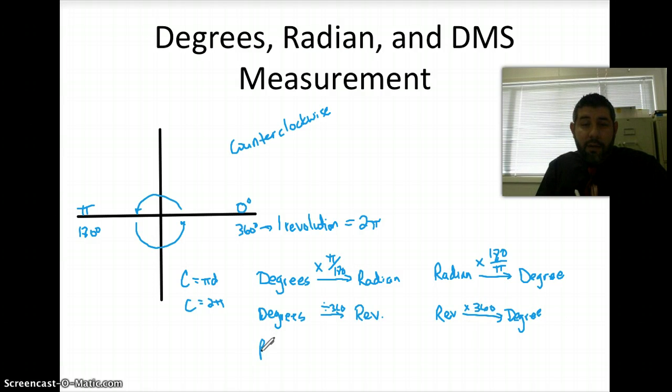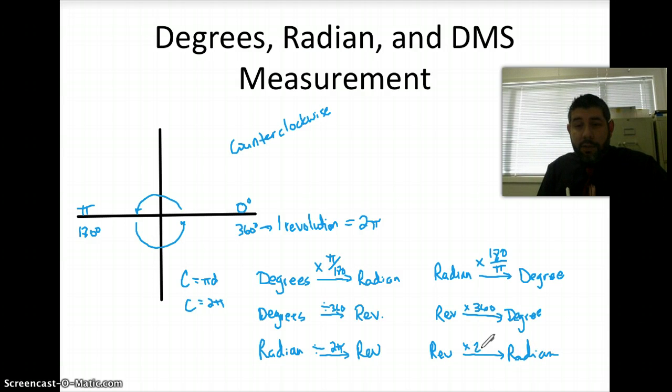If we wanted to go from radians to revolutions, then we're going to divide by 2 pi, because there are 2 pi radians in one revolution. If I was going to go the other way around, revolutions to radians, then I would multiply by 2 pi. So we would just do the flip. If you just want to remember these, you can remember these right here, and whatever you need to go the other way around, you just do the reciprocal.